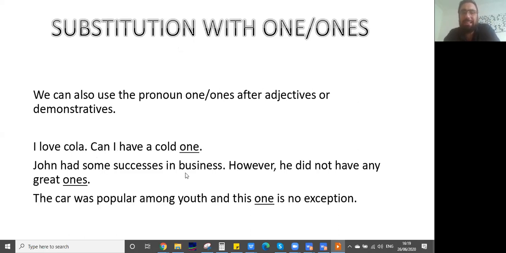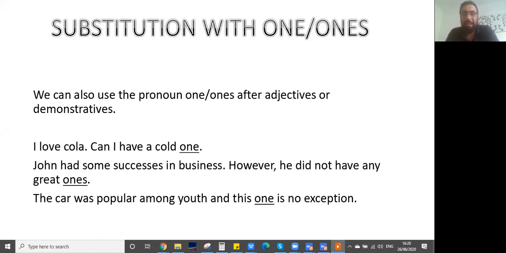Okay, number two. John had some successes in business. However, he did not have any great ones. So what's ones here referring to? Excellent. Okay. Number two, what's ones referring to here? Okay. Yeah, successes, because this is in the plural, right? So this is in the plural. So we're talking about successes here.